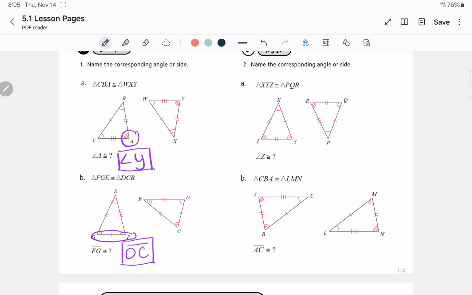So now go ahead and pause the video. You're going to try 2A and 2B by yourself. Then I'm going to come back and share with you my answer. So go ahead and try it now.